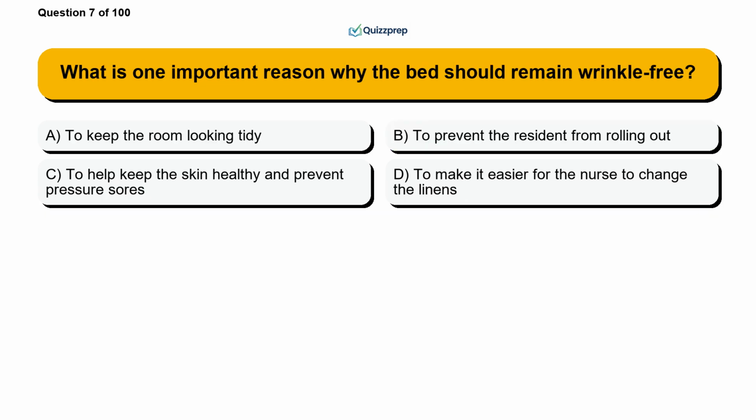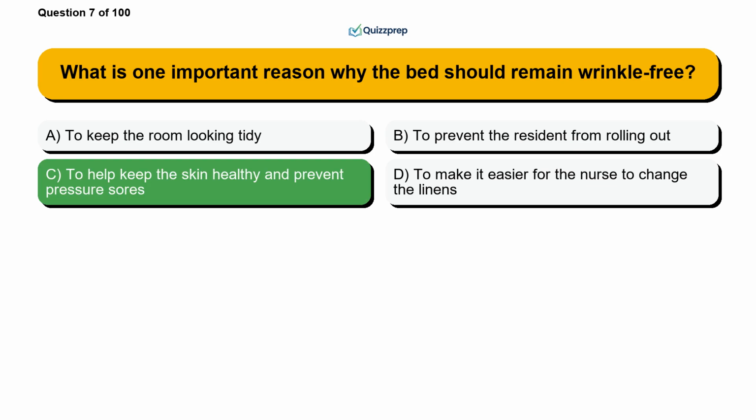Question 7. What is one important reason why the bed should remain wrinkle-free? Option A, to keep the room looking tidy. Option B, to prevent the resident from rolling out. Option C, to help keep the skin healthy and prevent pressure sores. Option D, to make it easier for the nurse to change the linens. The correct answer is option C, to help keep the skin healthy and prevent pressure sores.